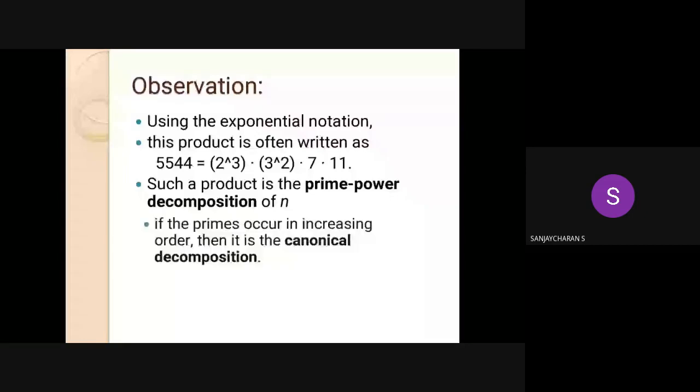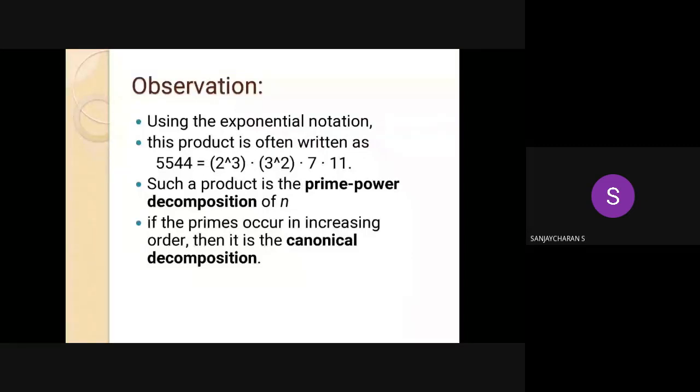If the primes occur in increasing or ascending order, then it is the canonical decomposition. The next topic is canonical decomposition. Canonical decomposition is nothing but a prime factorization, but with the primes in ascending order. That is called canonical decomposition.